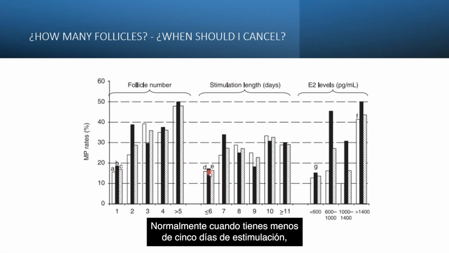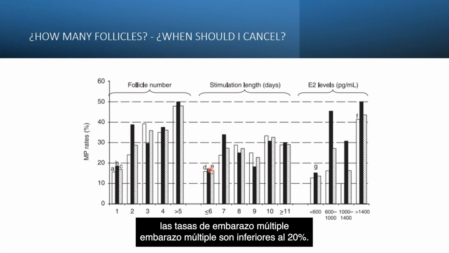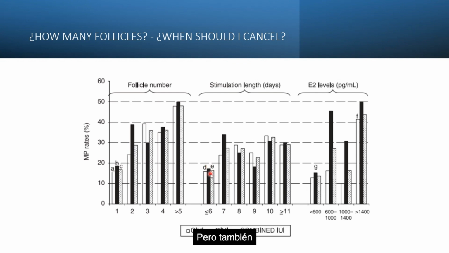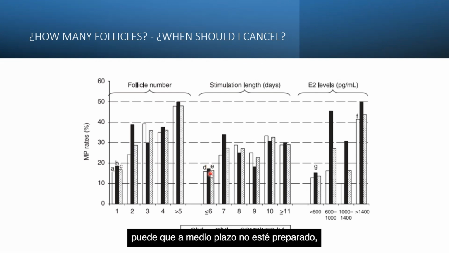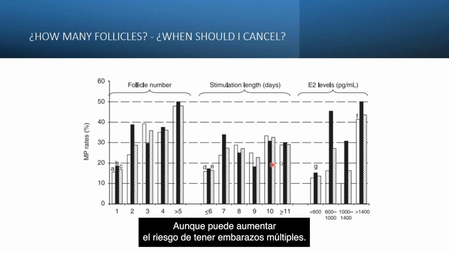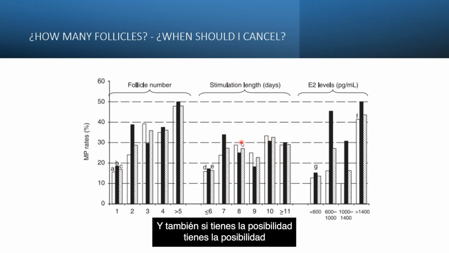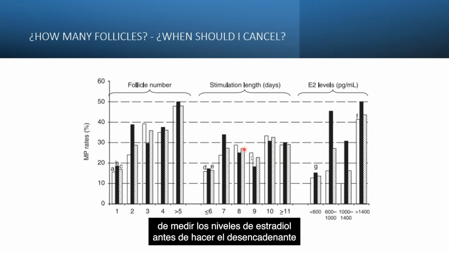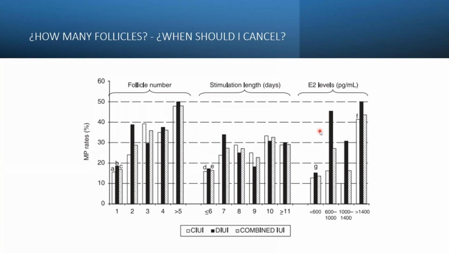The stimulation length in days, well, it depends. Usually, when you have less than 5 days of stimulation, the multiple pregnancy rates are below 20%, but also the endometrium might not be ready, especially if you use clomiphene citrate. So we recommend that you go with at least 7 to 10 days, although it might increase the risk of having multiple pregnancies. And also, if you have the possibility, measure the levels of estradiol before you do the trigger.